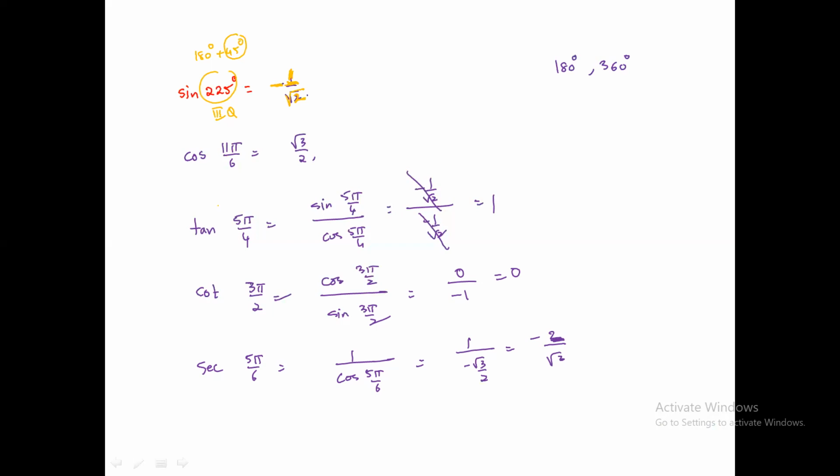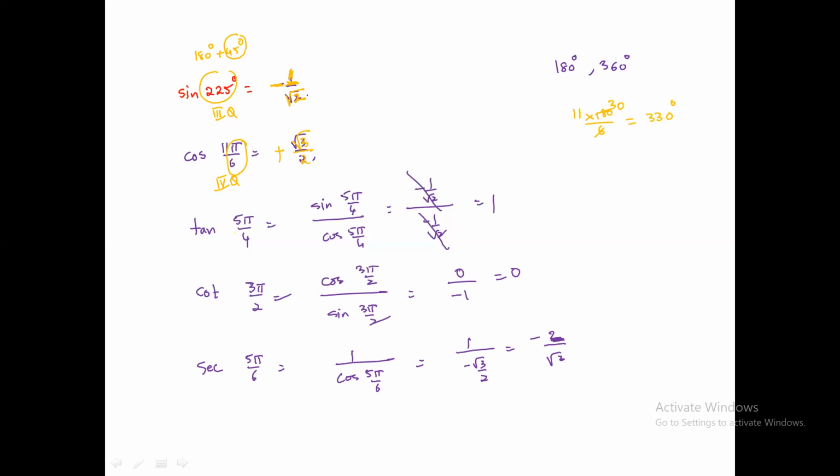Suppose 11 pi by 6 is there. What is 11 pi by 6 actually? 11 into 180 by 6. 6 30s, so it is 330. So 330 is in the fourth quadrant. In the fourth quadrant, cos is positive. Now you can write the same pi by 6. Cos pi by 6 value is root 3 by 2. So you can write the same, root 3 by 2.